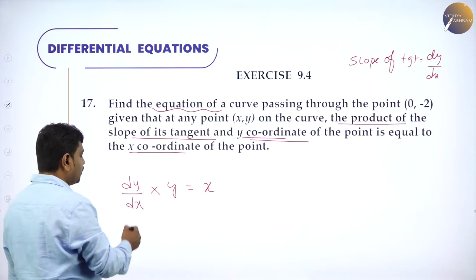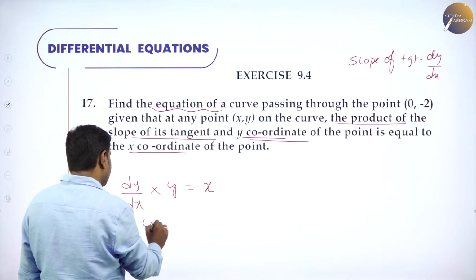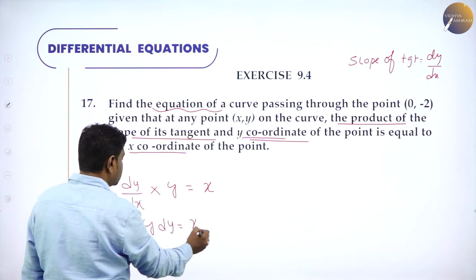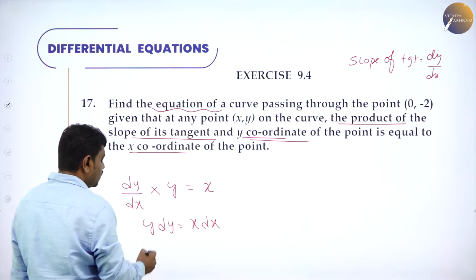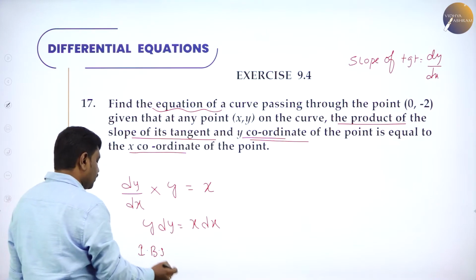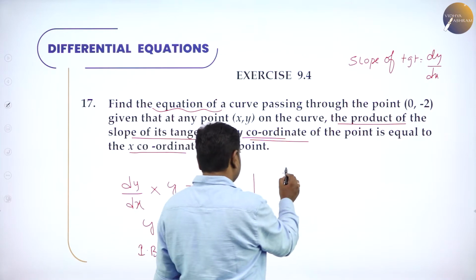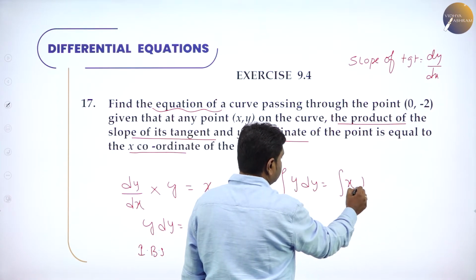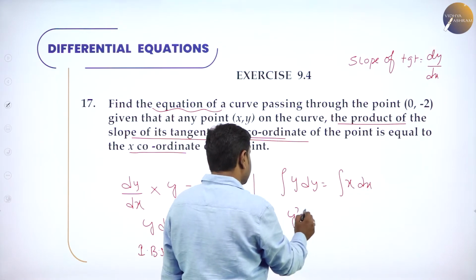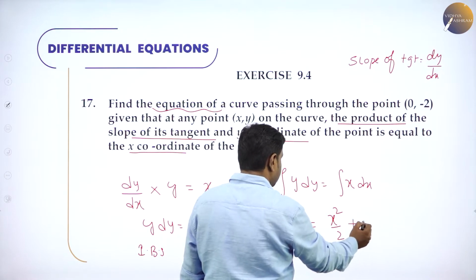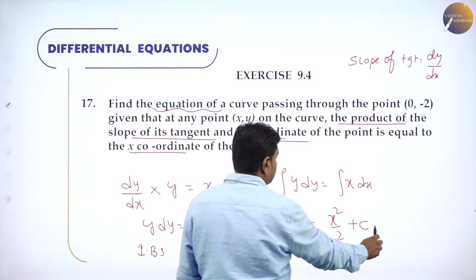So to integrate, separate the variables. So y dy is proper. I'll rearrange y into dy, I'll write dx, you transfer to LHS, it will become x dx. Now variables are separated, integrate both sides. If you integrate both sides, LHS becomes integration of y dy, RHS becomes integration of x dx. Integration of y is y square by 2, integration of x is x square by 2 plus c. Now call it as equation 1.